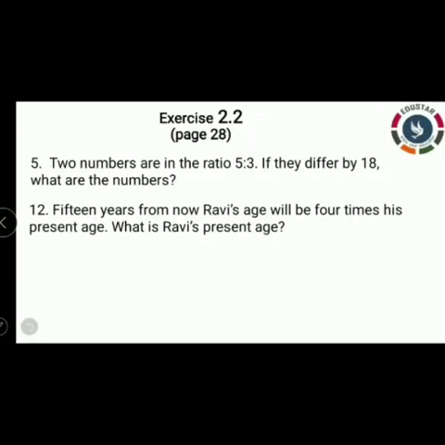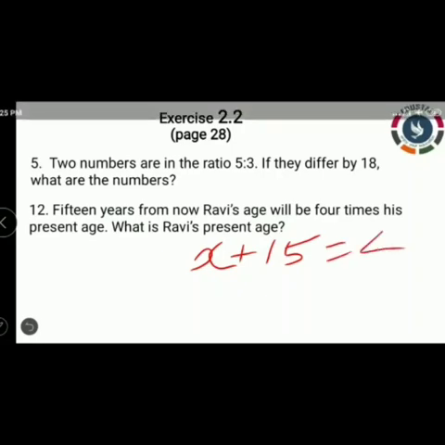Next, the 12th one. 15 years from now, Ravi's age will be 4 times his present age. What is Ravi's present age? Here, Ravi's age will be 4 times his present age. For example, present age x means 15 years from now is x plus 15. 15 years from now, Ravi's age will be 4 times his present age means what? x plus 15 is equal to 4x.